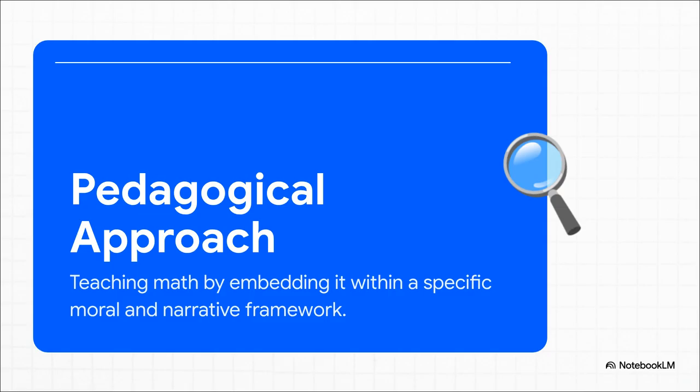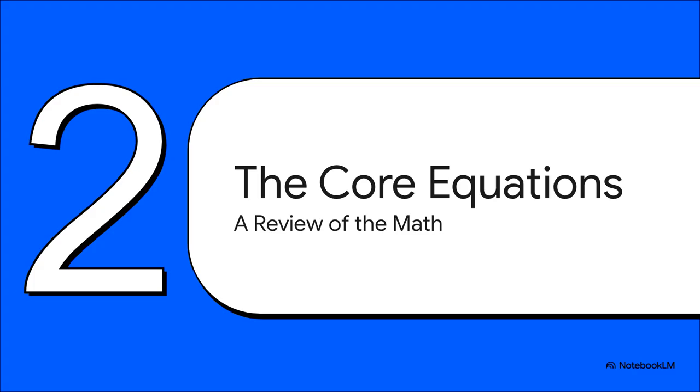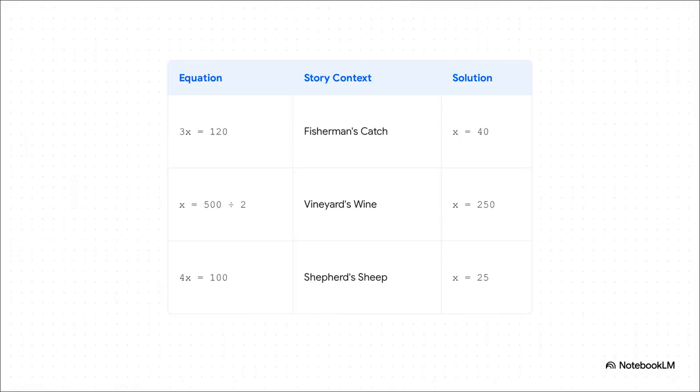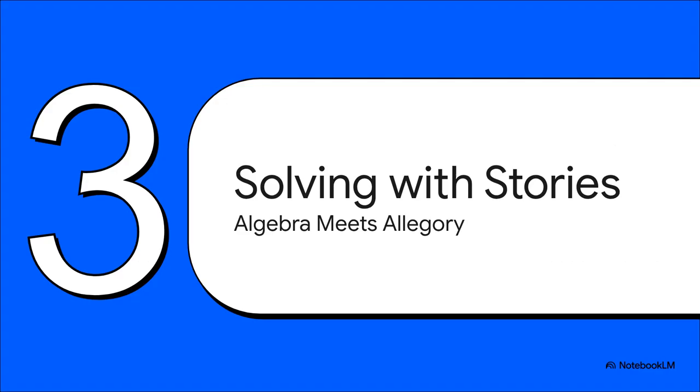Okay, but before we get into all the stories, we've got to understand the purely mathematical foundation of this lesson. Let's just look at the core problems the students are actually being asked to solve. So the equations themselves are pretty standard for this grade level. Solving for a single variable, some division, some multiplication. But the real key here is that column right next to them, the story context. See how each problem is already linked to a whole narrative? A fisherman, a vineyard, a shepherd? That's our way in.